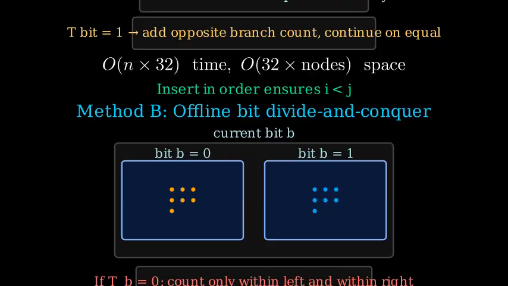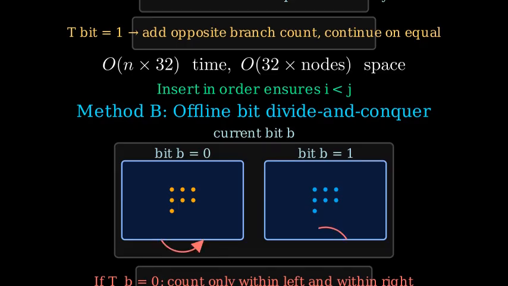Split numbers by the current bit into zeros and ones. If the target bit is 0, only pairs within the same side can be valid, and we recurse. If the target bit is 1, pairs that cross sides may be valid, and we count them by descending to lower bits on both sides. This also runs in O(n times 32), using stable partitioning by bits.